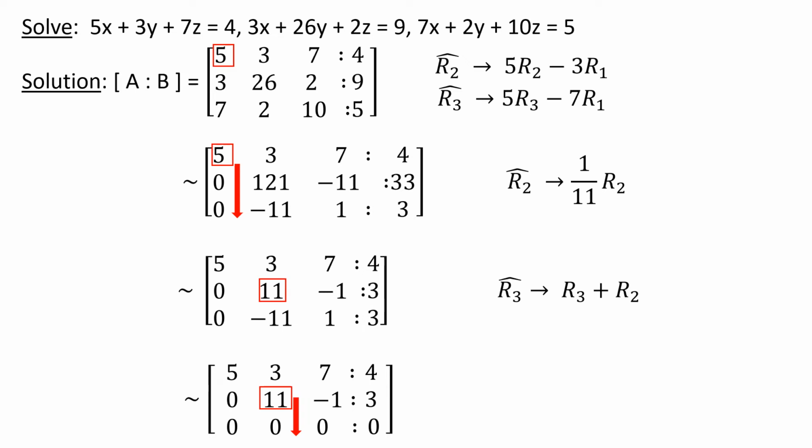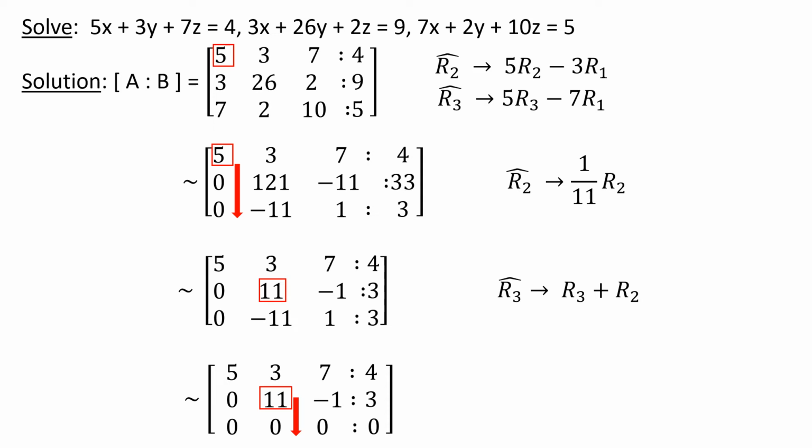And so you will get the second row as 0, 121, minus 11 and 33. And the third row becomes 0, minus 11, 1 and 3. After that, in the second row you can see a common factor, 11. So new row 2 is 1 by 11 into row 2. So the row 2 reduces to 0, 11, minus 1 and 3.